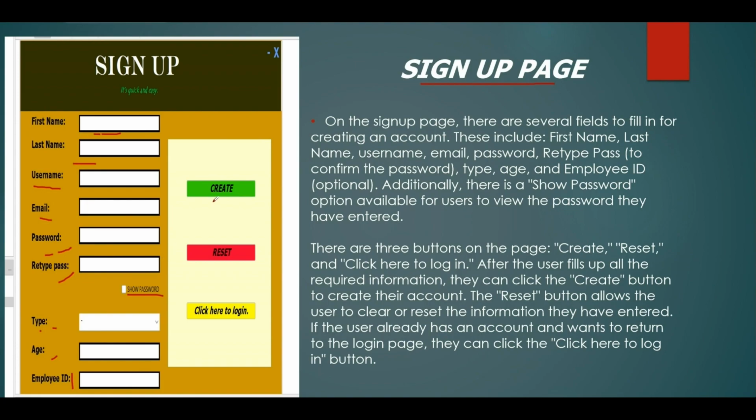There are three buttons on the page: create, reset, and click here to log in. After the user fills up all the required information, they can click the create button to create their account. The reset button allows the user to clear or reset the information they have entered. If the user already has an account and wants to return to the login page, they can click the click here to log in button.